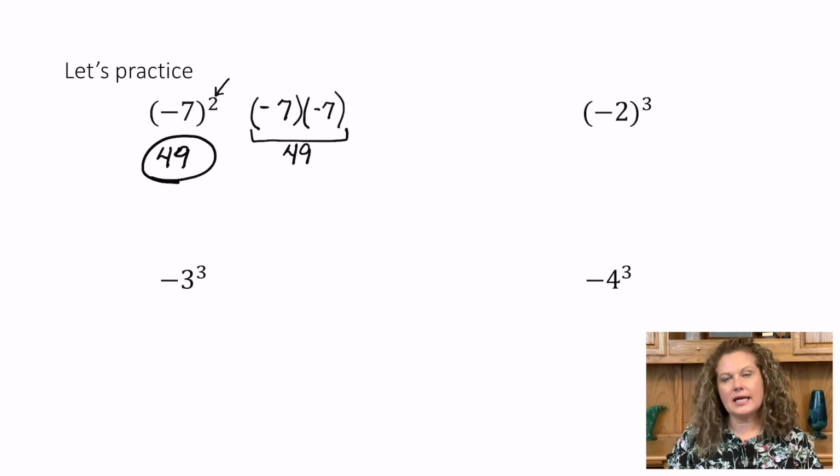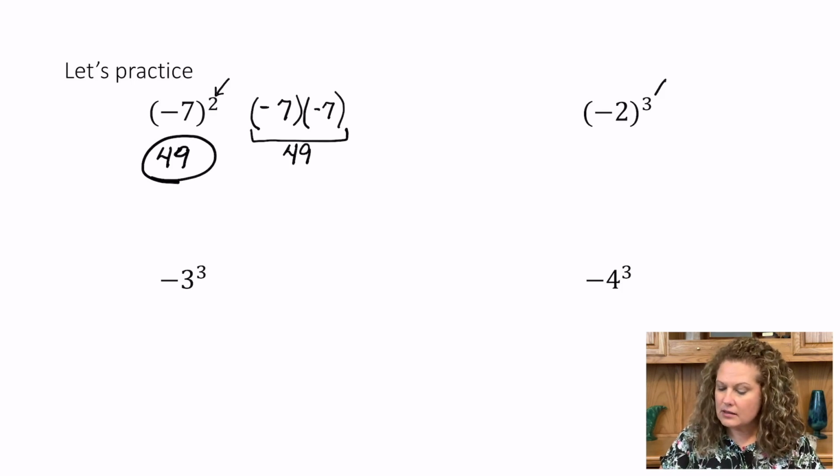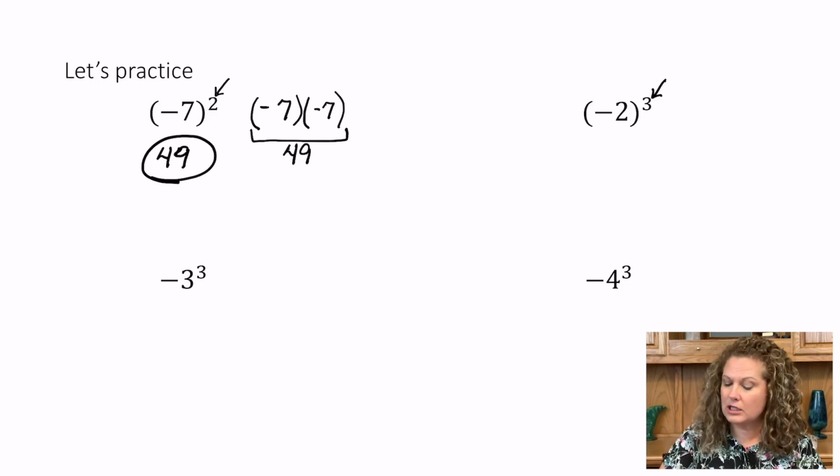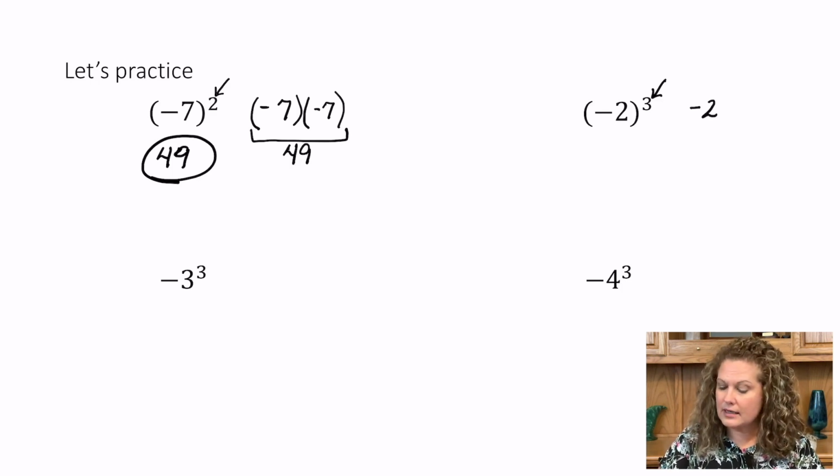So let's take a look at another one that has parentheses. -2 is in parentheses to the third power. You would read it -2 to the third power. Notice my exponent is 3, so I'm going to write -2 3 times in my repeated multiplication. So I'm going to say -2, don't forget those parentheses, -2.